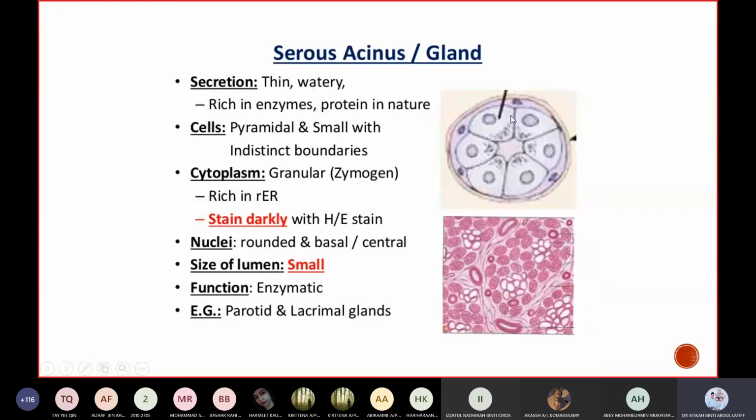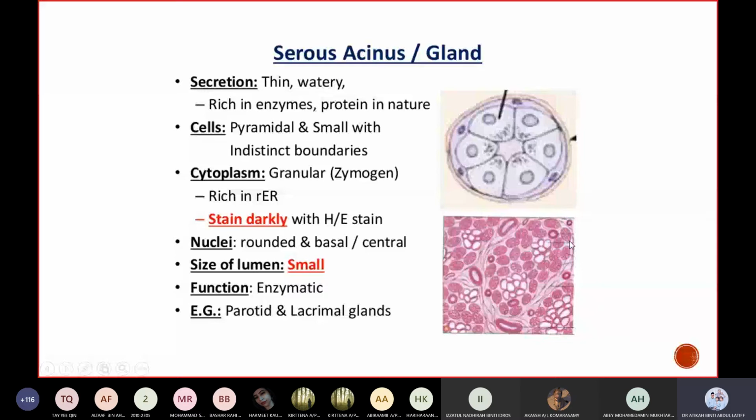Here we have mucus acinus. So they secrete mucousy type or more thick viscous type of secretion. They stain quite lightly as compared to the serous acini. You can see all these are your serous acini. They are very pink, or they stain darkly with H&E staining. And here, very pale staining, mucus acini.